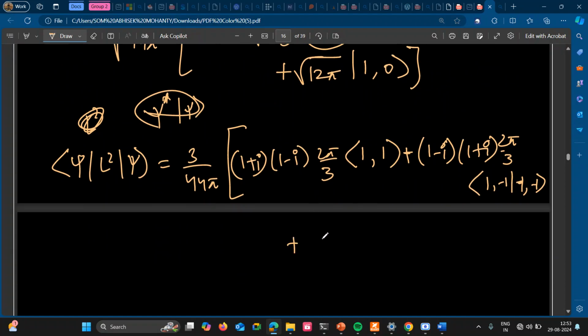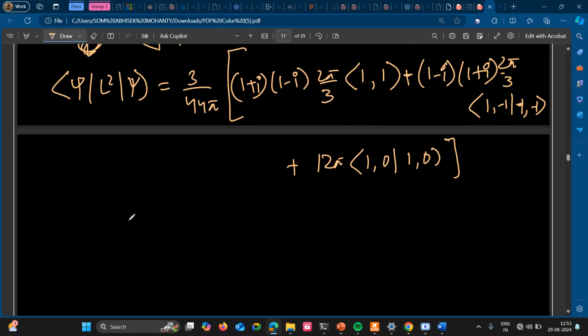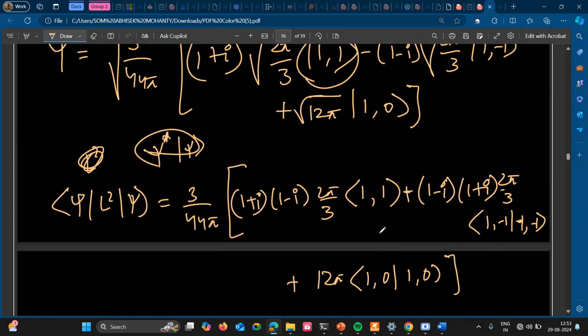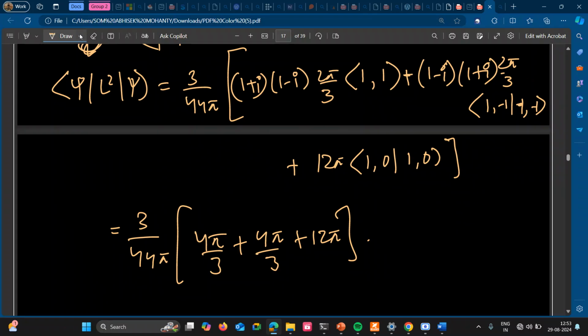You have to practice a lot. This is 12 pi, 1 0, 1 0. So this becomes 3 by 4 pi. This is 1 minus I square, that is 2. 2 into 4 pi by 3 plus 4 pi by 3 plus 12 pi. Oh my. Wait, no, no. Again, mistake.